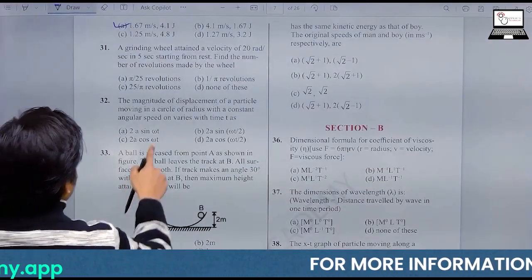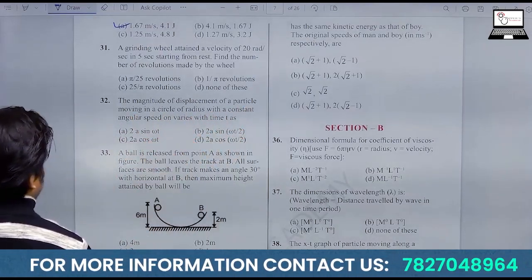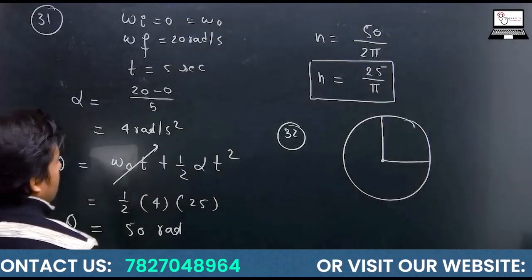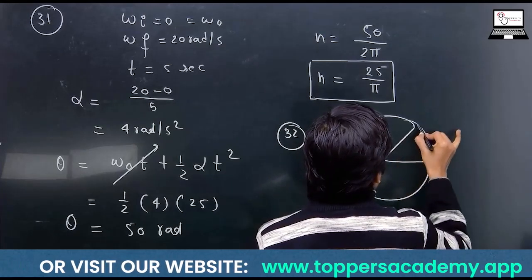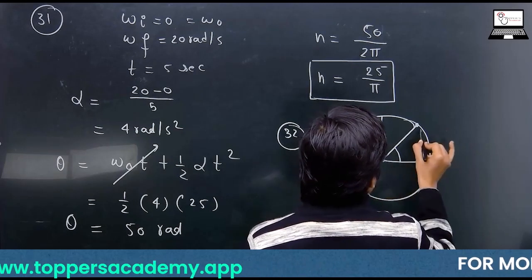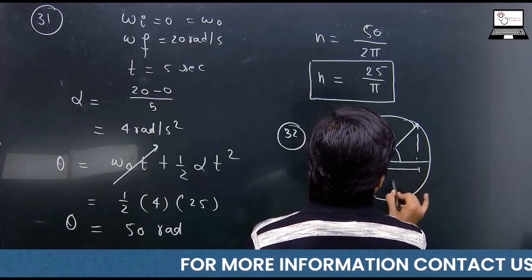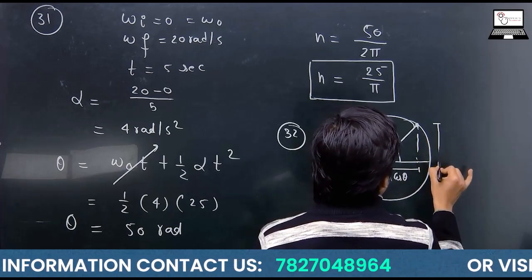So the magnitude of displacement of a particle moving in a circle. That particle is moving in a circle with a constant angular speed. Suppose that constant angular speed is omega. Then at a time t, if I want to measure its coordinates, the x coordinate is a cos theta and the y coordinate is a sin theta.